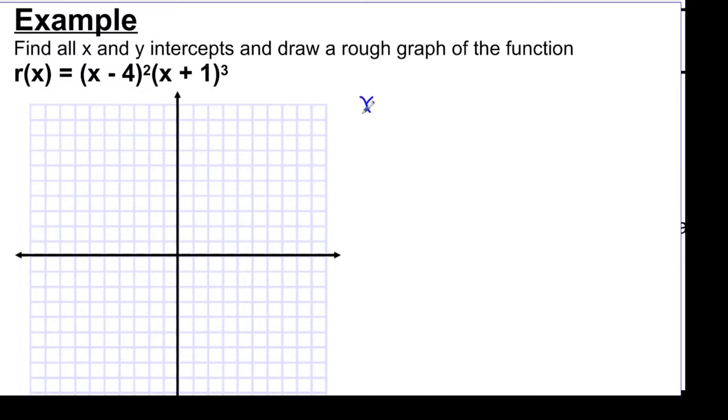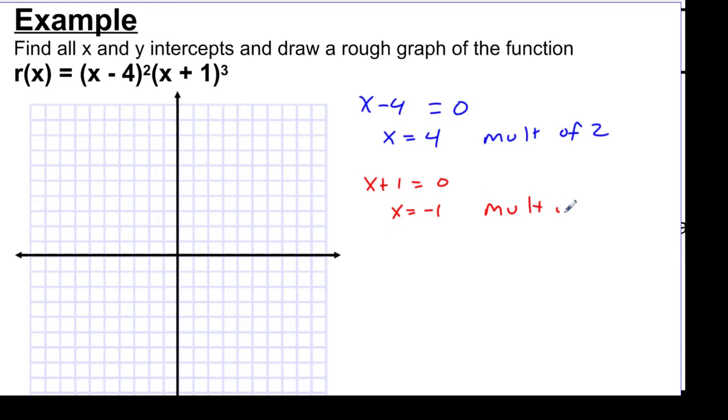So I know that x minus 4 is going to produce a zero, or an x-intercept, which is 4. But I know this 4 has a multiplicity of 2, because I have duplicate x minus 4s, and I know that because of the exponent. I'm also going to get a zero from x plus 1, which is in this case -1, and that has a multiplicity of 3, because it's got an exponent of 3. So this looks like a degree 5 polynomial.